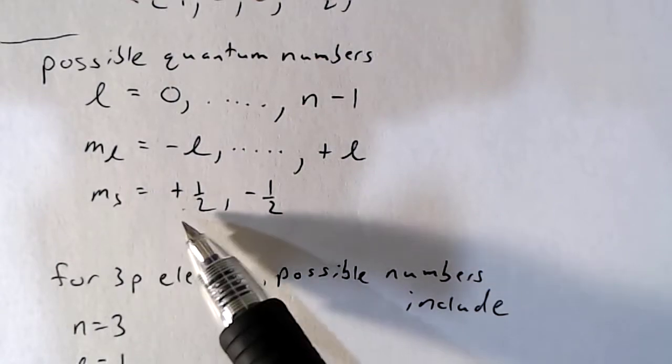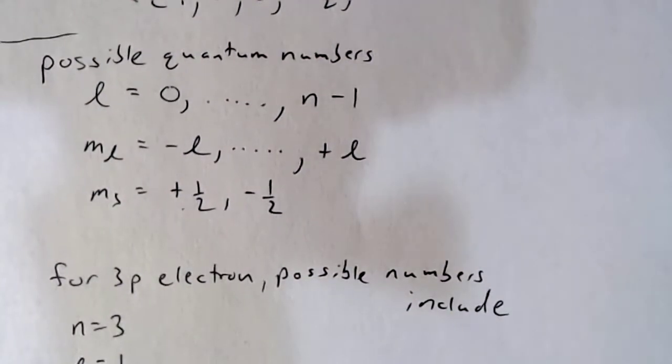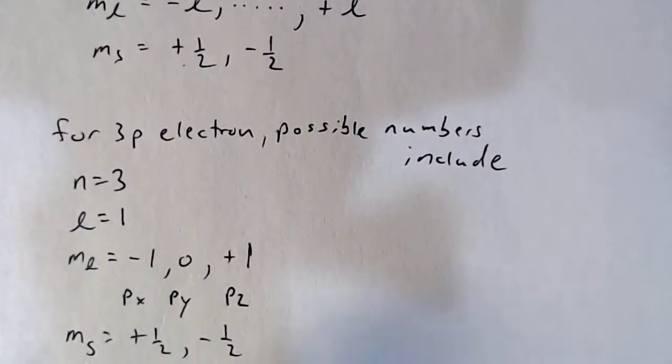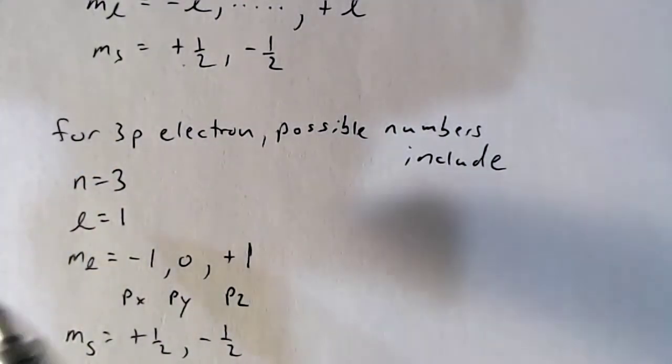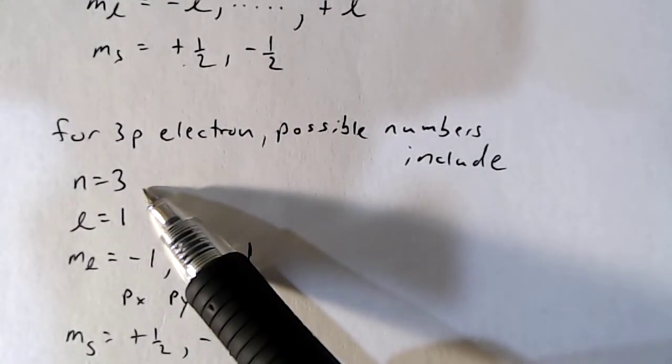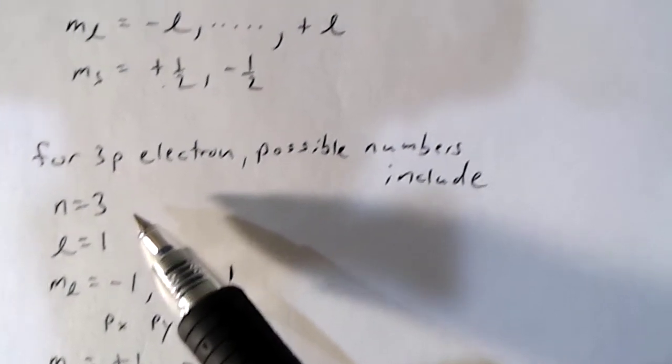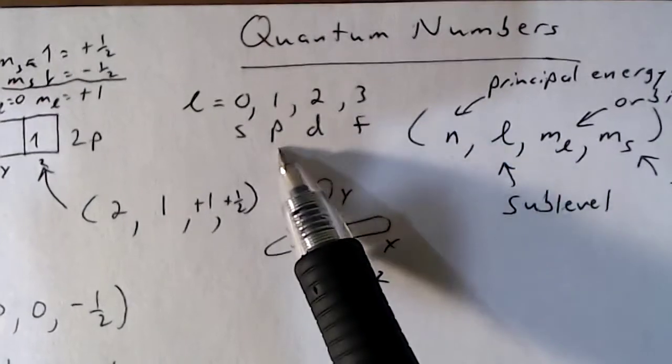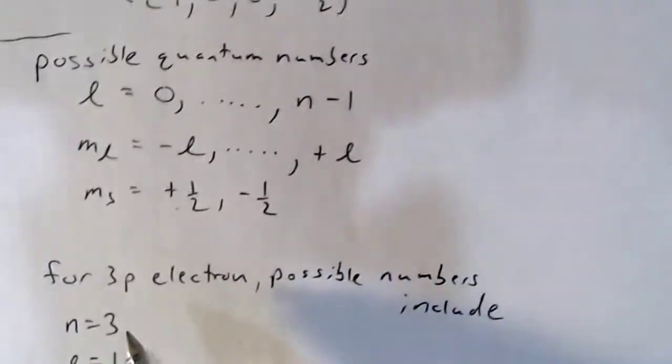And MS can be positive half or negative half. So if we're dealing with an electron in the 3p subshell, then it's in principal energy level 3, n is equal to 3, and being in a p subshell, L is equal to 1.